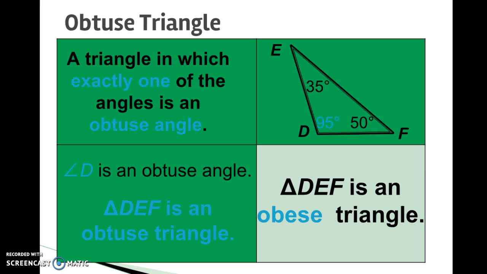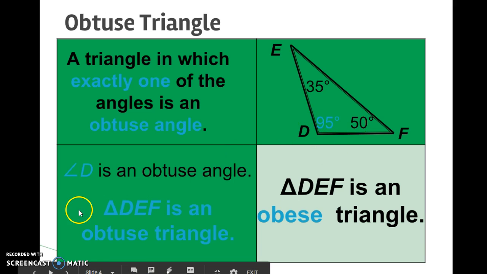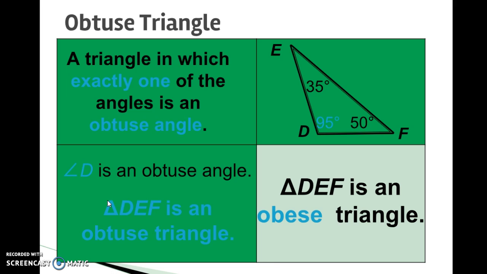Obtuse, a triangle in which exactly one of the angles is an obtuse angle. Remember, obtuse means greater than 90. Therefore, angle D is an obtuse angle, so triangle DEF is an obtuse triangle.